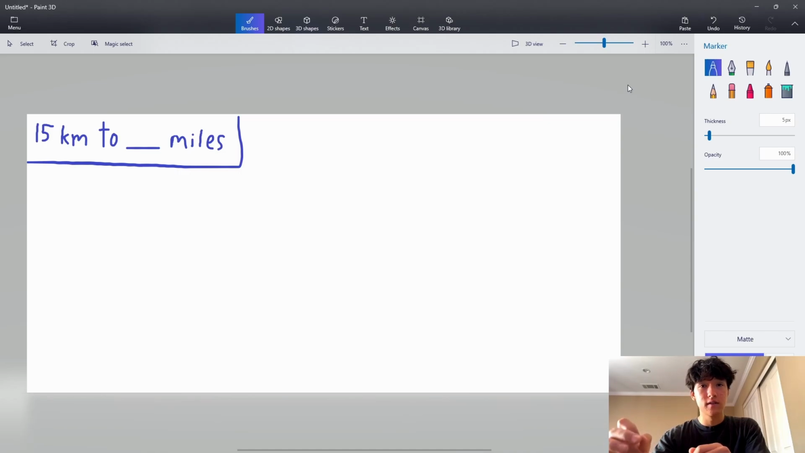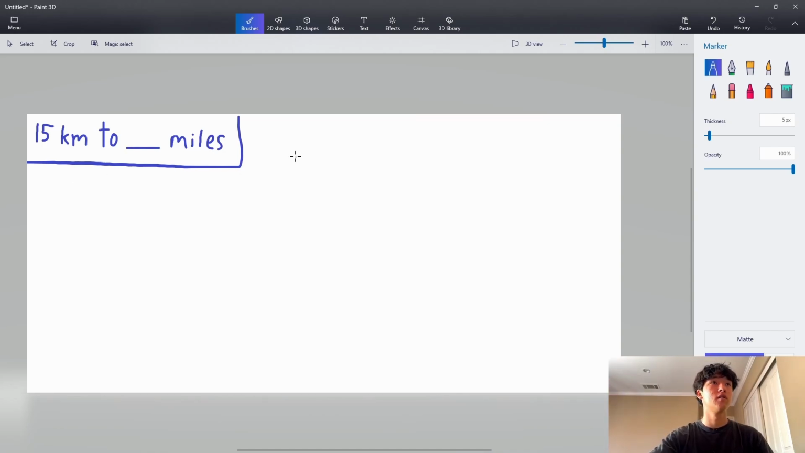Hey guys, this video is going to be about conversions. This is our first video on AP Physics 1, or just physics, and this is a very basic topic. But for those of you who are struggling with conversion rates, this is going to be a short video on that. So this is our first problem: 15 kilometers to blank miles.